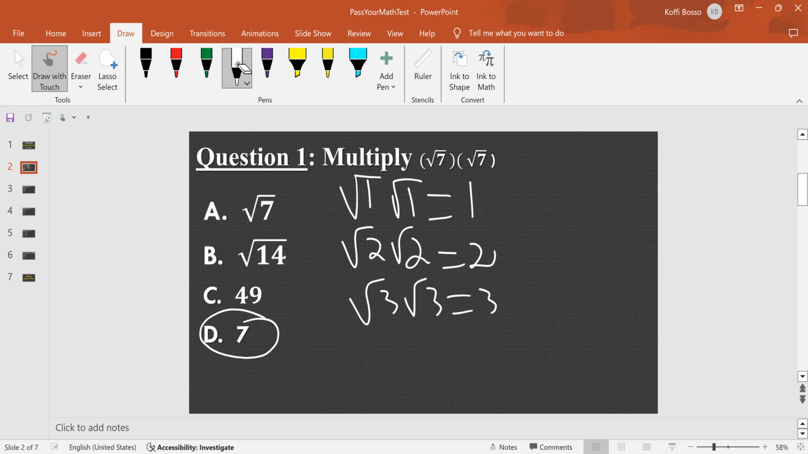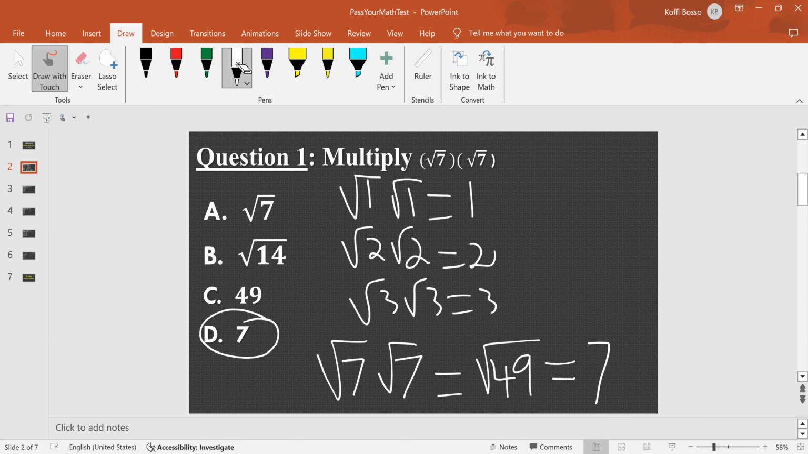So you have to understand that you take a square root of a number, which is this 7, multiplied by square root of the same number. Yes, we'll see that this is square root of 49, because 7 times 7 is 49. But what is square root of 49? It's again regular 7. So from here, you can get the answer directly.